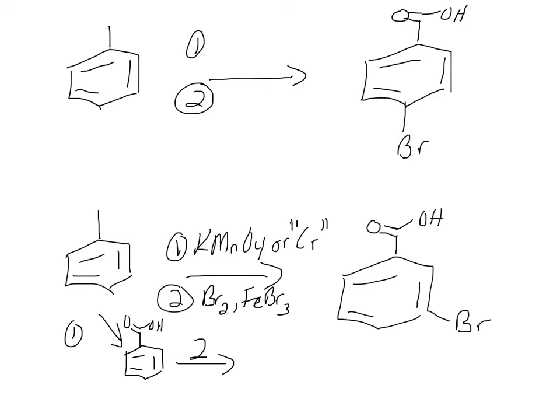Okay, so now that we have this one done, we notice this meta relationship. Now let's go back up here and notice this para relationship. So to do that, what should we put on first? Should we do the oxidation first, or should we put the bromine on first? Put the bromine on first because this is an activator, and all activators direct ortho and para. All right, so we'll do the bromination first, and then I'm going to say chromium this time. KMnO4 would work just fine too. One or the other is fine, and that does the oxidation.